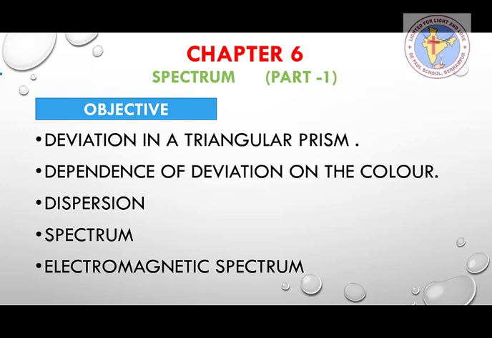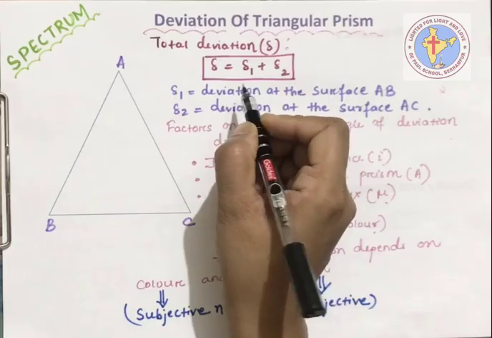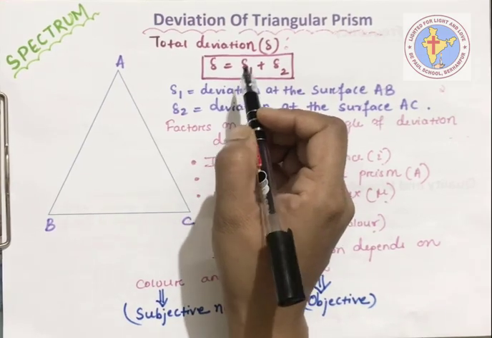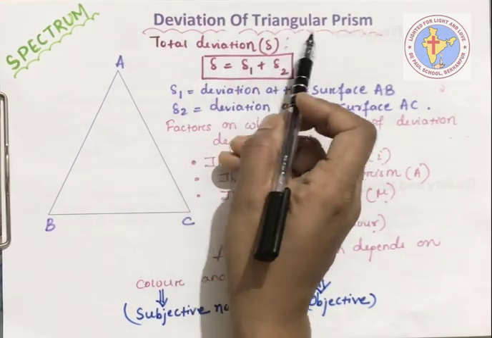In this video, our objective will be to learn deviation in a triangular prism, dependence of deviation on the color, dispersion, spectrum and electromagnetic spectrum. So let us start today's session with the topic deviation of triangular prism.